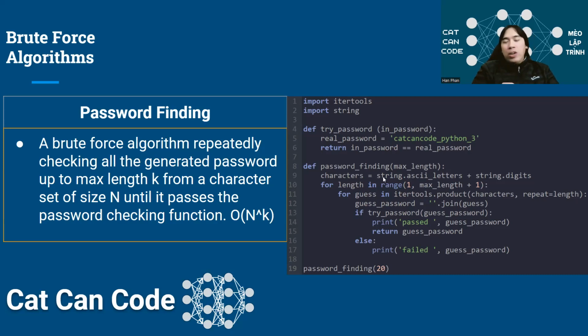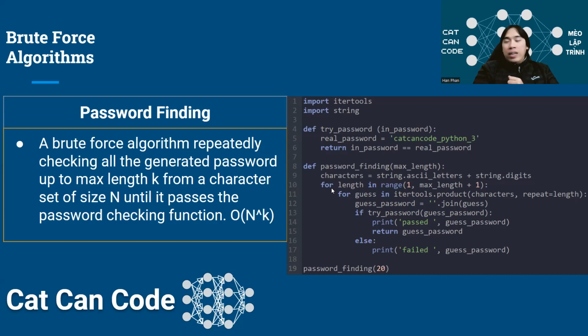So in this simple example, the set of characters that I potentially think about is ASCII letters and digits. Obviously, with my actual real password with the underscore, it's impossible for any sort of combination to actually manage to find this password. But that's not the point.